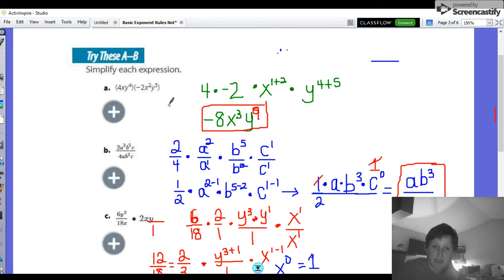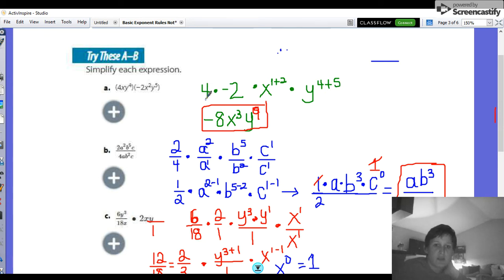That's progress. All right, this first one, we need to rearrange our terms. So we have 4 and negative 2. Those are our constants. Let's put our variables together that are alike. We have x to the first in this parentheses and x squared here. So we're going to be adding those exponents since we're multiplying with the same bases. And y to the fourth and y to the fifth. We're going to be adding those exponents.